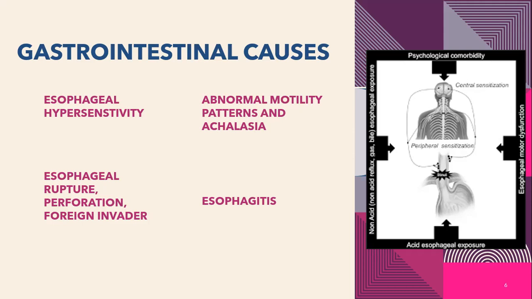As you can see on the right side of the screen, when there is a peripheral sensitization, it causes a psychological comorbidity on the brain, and known acid such as reflux, gases, and bile, esophageal exposure in the stomach, including the acid esophageal exposure, that ultimately leads to esophageal motor dysfunction. So in this way, the gaseous stimuli is causing a motor dysfunction, which ultimately causes abnormal motility patterns in achalasia and certain other inflammations.